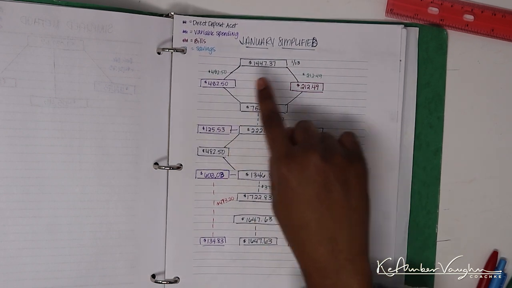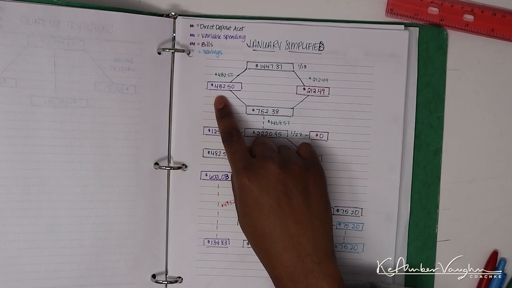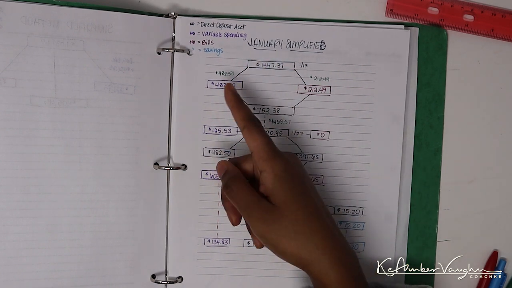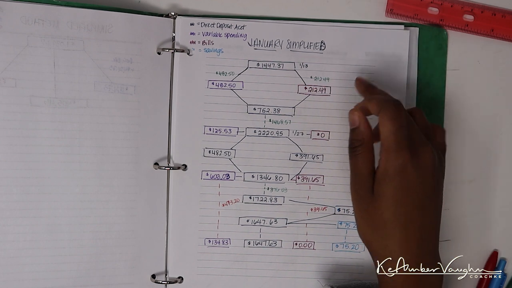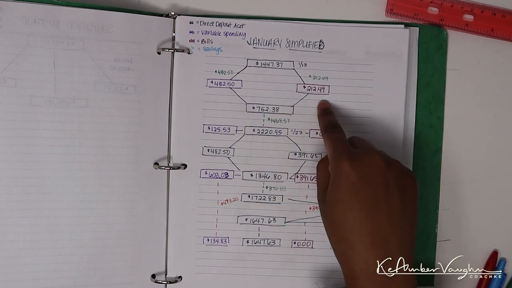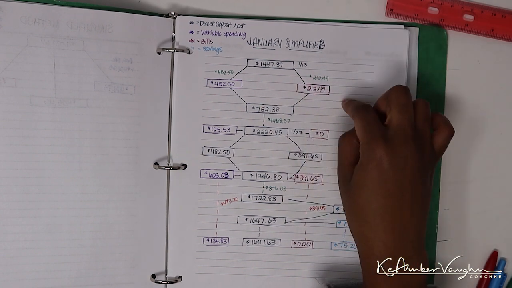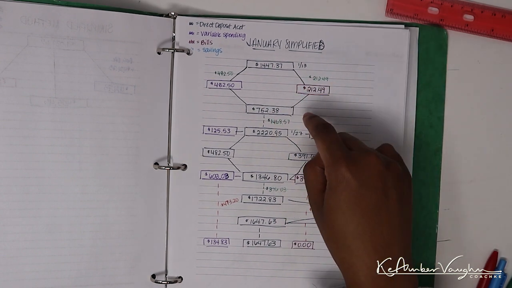I split that off. I sent the $482.50 bi-weekly to the variable spending account. I sent this money off for my bills. And by the time I subtracted these two, because you send it right away when you get paid, this is what I had left in the account.